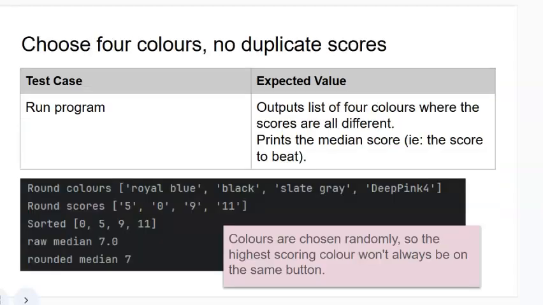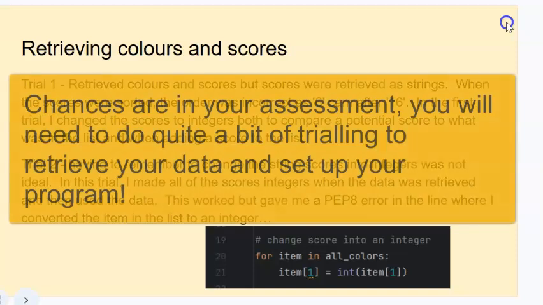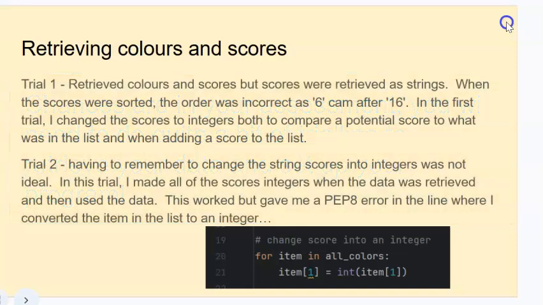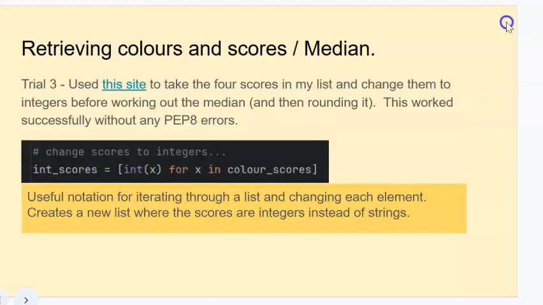The next thing we want to do is randomly choose 4 colors, get their associated scores, and work out the score to beat, which is going to be the median score. We want to make sure that we don't have any duplicate scores. And of course, I've done this off camera. And I did need to do some trialing because initially when I retrieved the scores, they were strings and they needed to be integers. And I'm going to show you an efficient way to change those scores into integers so that we can work out the median. As this video is getting a little bit long, we're going to do that in the next video.